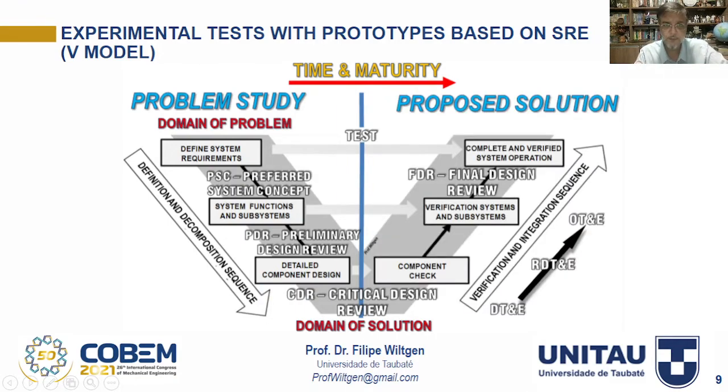And the second phase of the V model is the tests: tests in the controlled environment, and tests in the relevant environment, so laboratory and field. Check components, verify system and subsystem, and completely verify system operation. The important report is FDR, final design review.